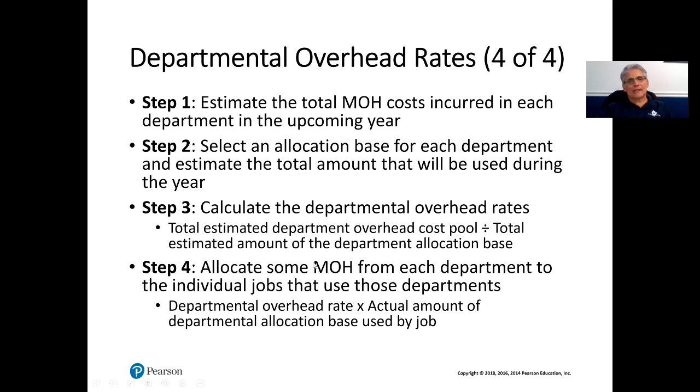And then from there, we're going to allocate some MOH from each department to the individual jobs that use those departments. We'll take the departmental overhead rate multiplied by the actual amount of the departmental allocation base used by the job. Same thing again that we learned from a plant-wide perspective, except we're going to do it twice instead of once. Before it was plant-wide, it was just 1 plant. Here we have 2 departments. We'll do it twice. If you have 5 departments, guess what? Got to do it 5 times.